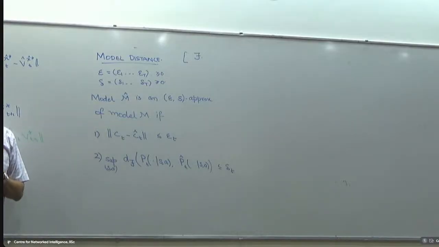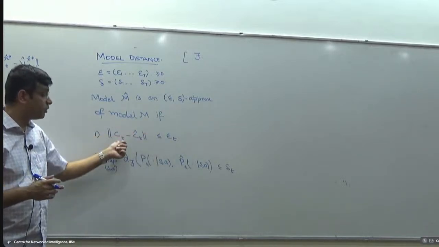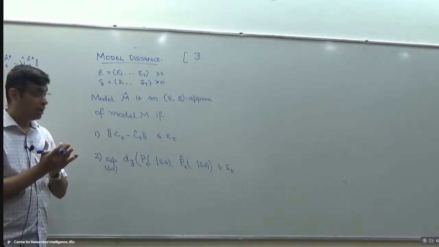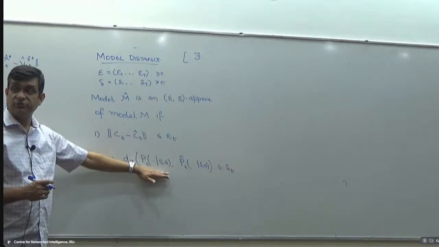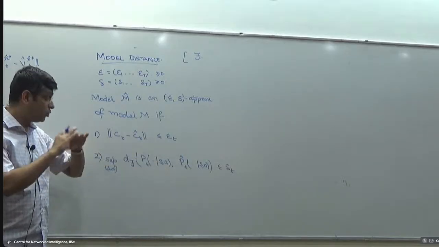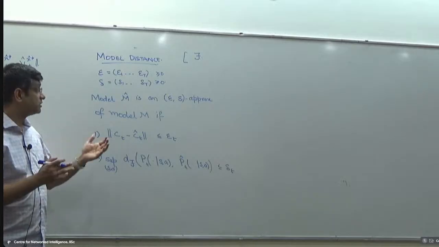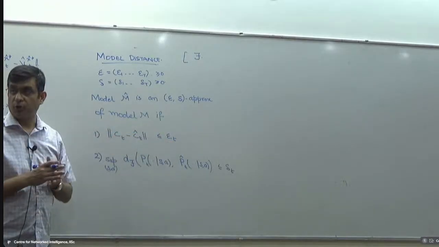Okay. So, the way to think about this is I am thinking of a ball of radius epsilon t around C, and I know my approximate model's cost is within that ball. I am thinking of a ball of radius delta t in terms of the IPM distance around the true model, and I know my approximate model is within that ball. Okay. If that is true, I'll say I am within a radius of epsilon and delta of the true model. Okay.